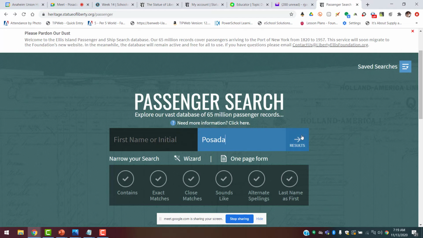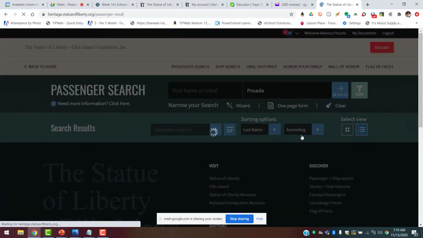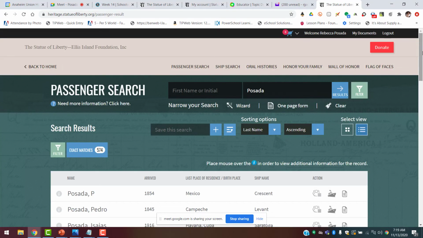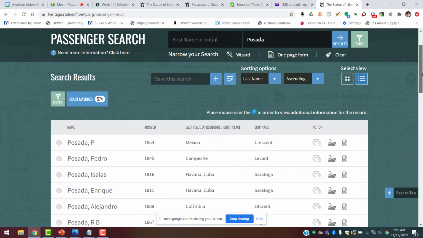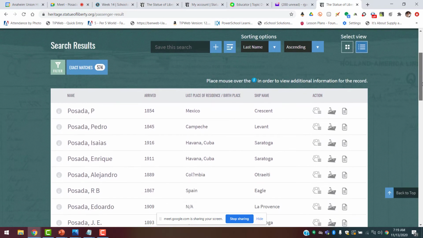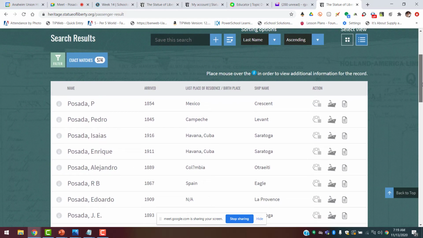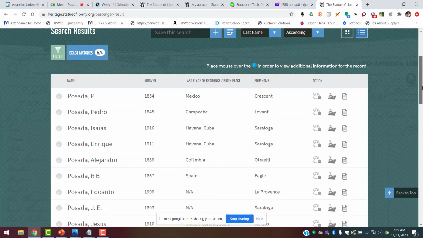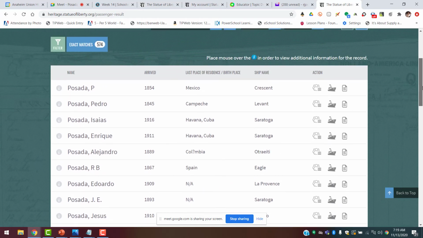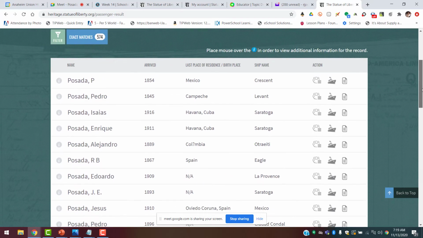The name I have been longer than any name I have ever been prior. And here I will see an entire group of individuals with the same last name, which is my married name, in the 1850s, 40s, etc., which is in the time period I'm looking for. So obviously, this one came from Mexico on the Crescent. Let's see what I can find out about this person.